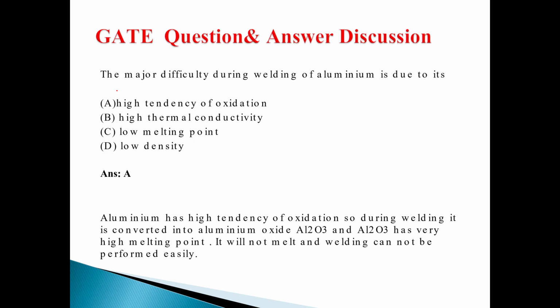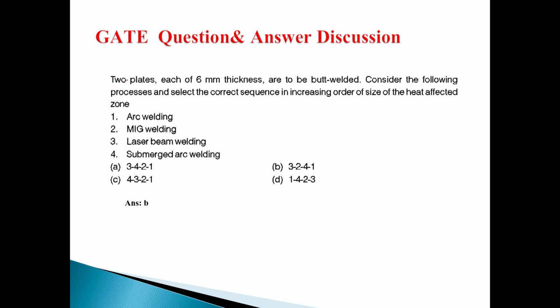Oxidation, high thermal conductivity, low melting point, low density. Aluminum has a high tendency of oxidation. So during welding, it is converted into aluminum oxide, and this aluminum oxide has a very high melting point. It will not melt and welding cannot be performed easily. So option A is the right answer. High tendency of oxidation makes aluminum difficult to weld.